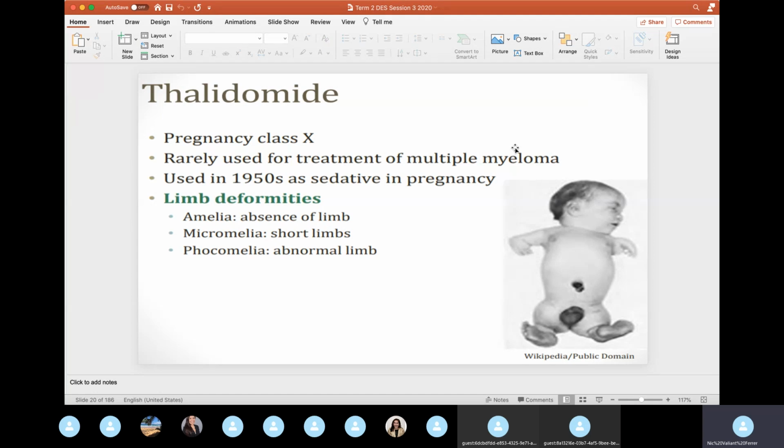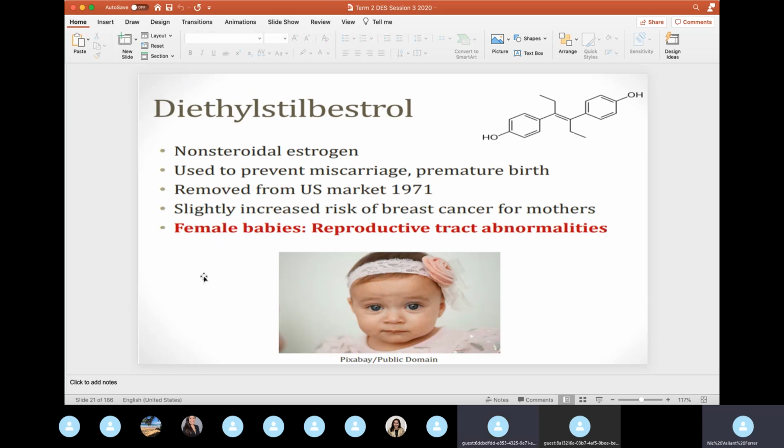So you can have amelia, absence of limb. How can I remember amelia? A, absence, without, right? Micromelia, short limbs. Micro meaning short, right? Phocomelia, abnormal limb. Okay. When I say thalidomide, you say limb deformities. Don't forget the 3 terms. Amelia, absence. Micromelia, short. Phocomelia, abnormal.